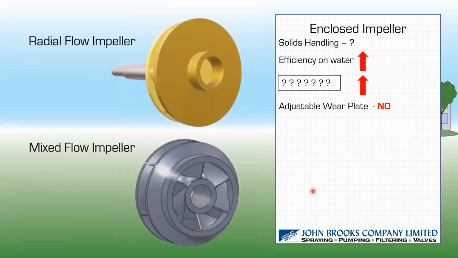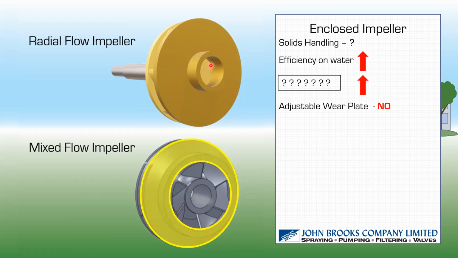Radial flow impellers, enclosed impeller, solid handling. Well, we've got two enclosed impellers here. We've got to be careful. Many of us might think this is an enclosed impeller. Well, it is. And is it efficient on water? Sure. And is it good at solid handling? Not really, because we can't see the impeller vanes, and therefore if anything ever gets clogged, we won't be able to clean it out. But down below is also an enclosed impeller. It just happens to be a mixed flow impeller.